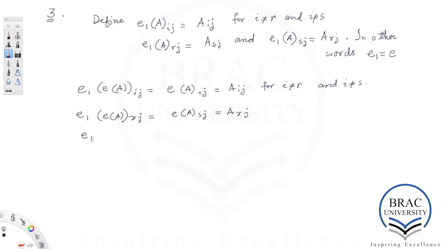And E1 of E of A Sj is equal to E of A Rj, and E of A Rj is A of Sj. So which proves that combining these three results, we immediately see that E1 of E of A is simply equal to A.